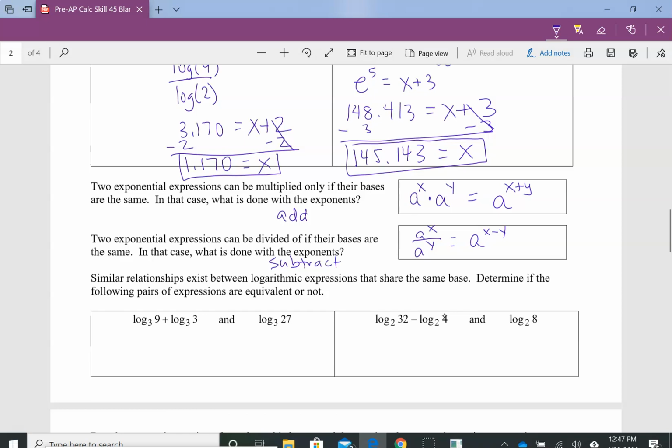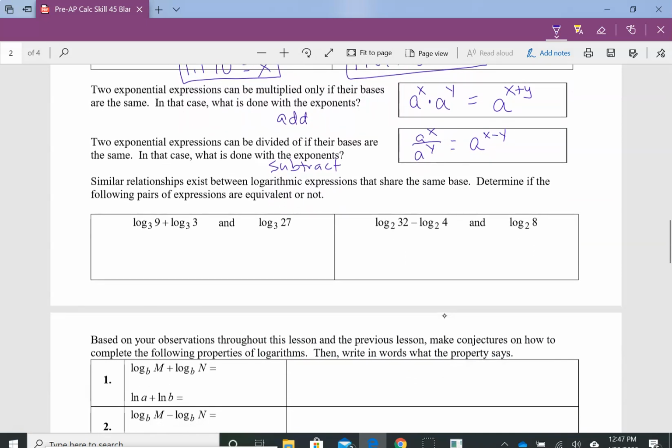Okay. A similar relationship exists between logarithmic expressions that share the same base. So let's look at log base 3 of 9 plus log base 3 of 3 and log base 3 of 27. Well, hopefully you know that log base 3 of 9 is 2 because 3 squared is 9. And log base 3 of 3 is 1 because 3 to the first is 3. And when we add those, we get 3. Log base 3 of 27, so 3 to what power makes 27? Well, that would be the third. So these expressions are equivalent.